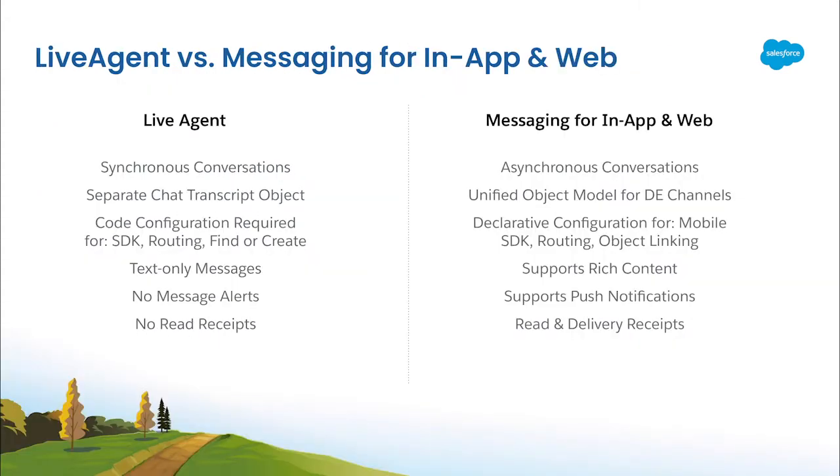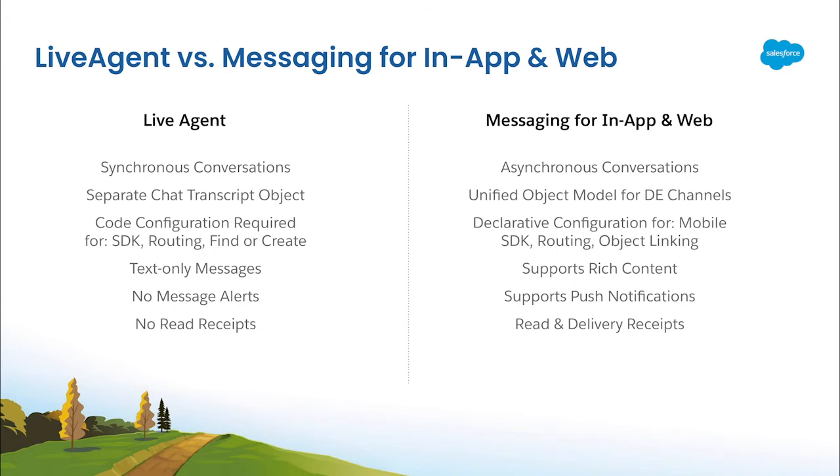I want to take a quick moment to highlight the differences between our chat product, Live Agent, and our new chat product, Messaging for In-App and Web. You might be thinking, aren't they both just chat products? Well, like I mentioned before, conversations can now be continued if the internet connectivity is regained. This means fewer dropped conversations, which increases agent productivity and customer satisfaction.